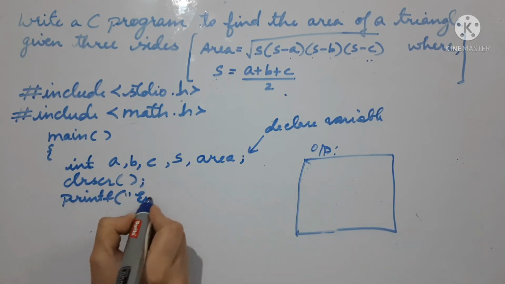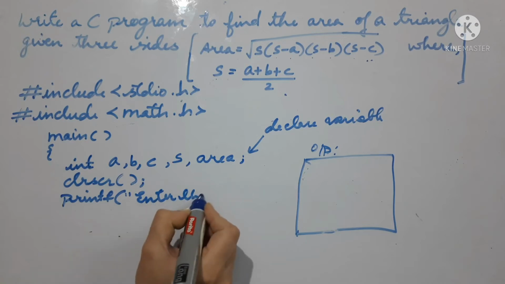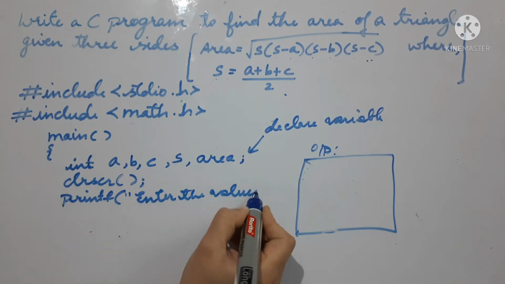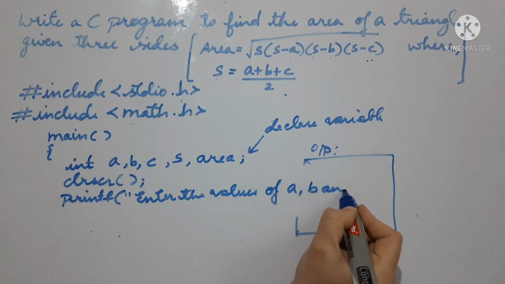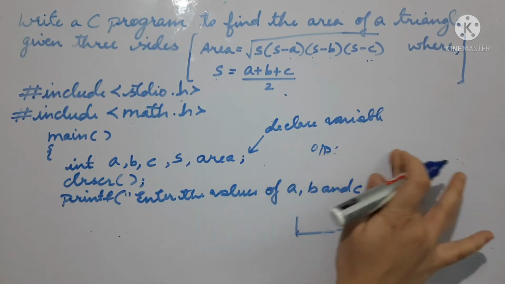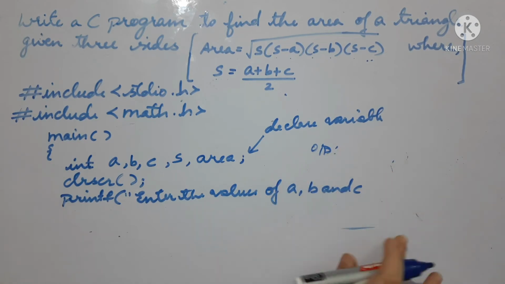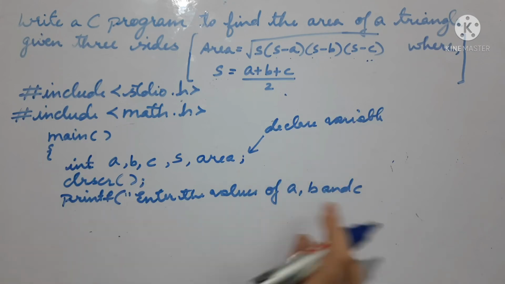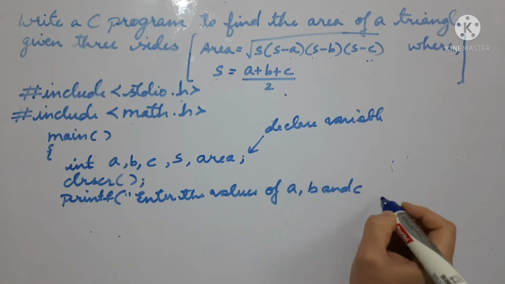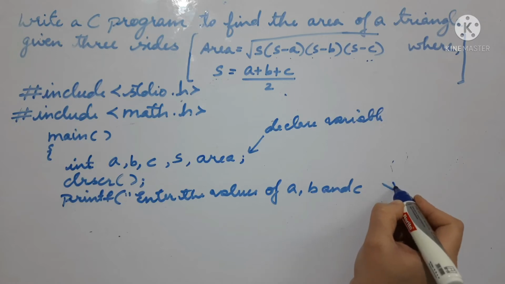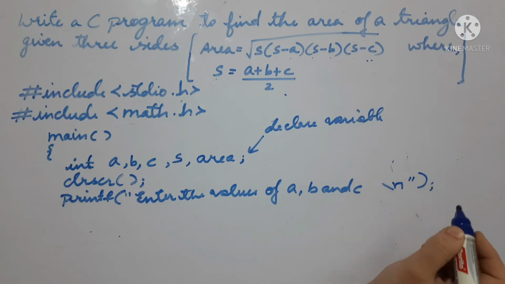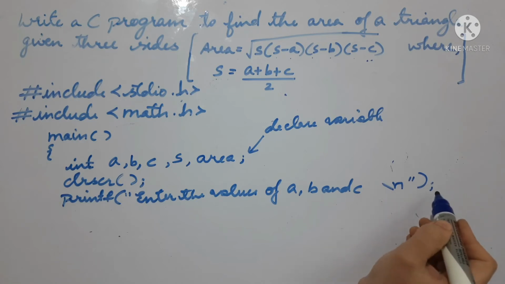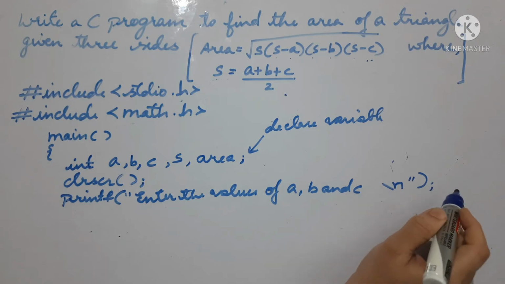So here I will just mention, enter the values of A, B and C. This will be printed on the output screen as it is. After this, I will make use of a \n, close the double quotation, close the round brackets, and give a semicolon. Why are we making use of a semicolon? So that it shows the end of a particular statement.